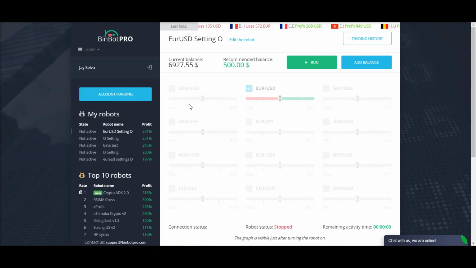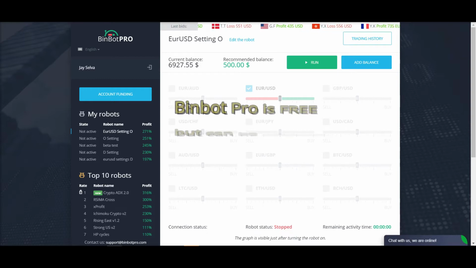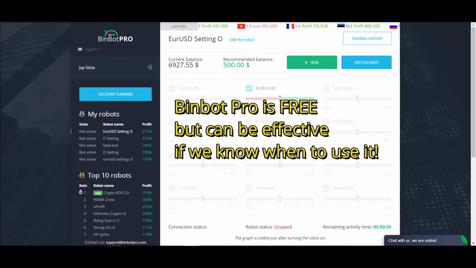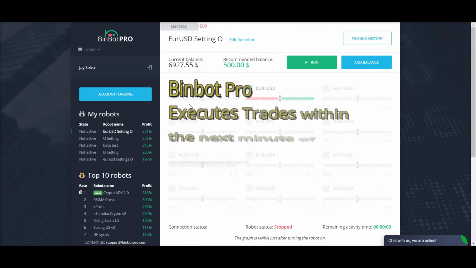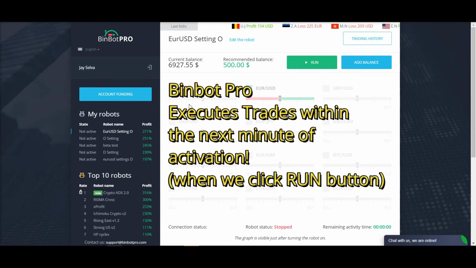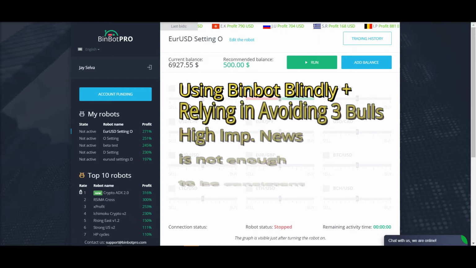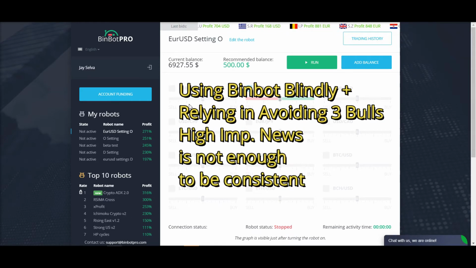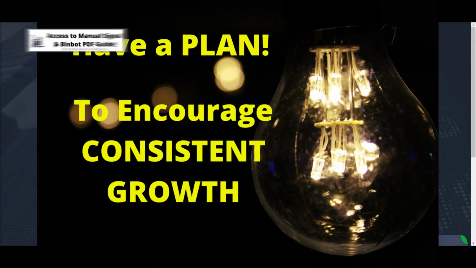It's a trading robot that allows us to set our own parameters and also choose which currency to trade. So one should expect a limitation that comes with a free robot such as Binbot Pro. One of the things most people who sign up for Binbot Pro probably do not realize is that it actually executes the trade within the next minute. This results in people using it blindly and purely relying on avoiding triple news or high impact news. That's actually not enough to encourage consistent growth in your account.